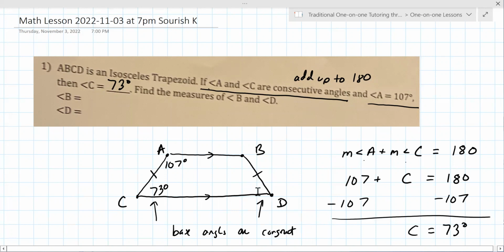Same as 73 and 107. So what's the measure of angle D? The measure of angle D is 73. And the measure of angle B is 107. Very good.